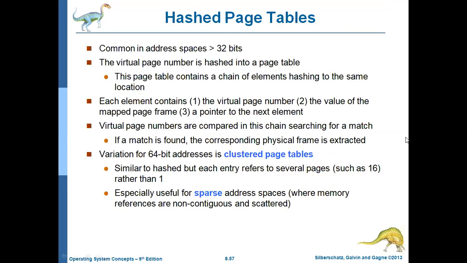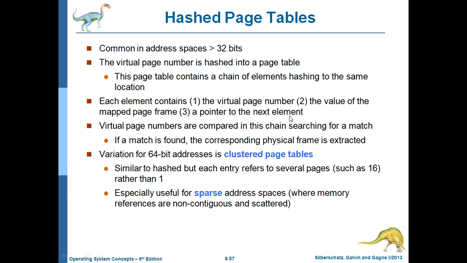Then comes the second one, that is the hashed page table. What do you mean by a hashed page table? It handles address spaces which are larger than 32 bits. The virtual page number is used as the hashed value. Keep in mind every element in the hash table contains 3 fields: the virtual page number, the value of the mapped page frame, and the pointer to the next element.